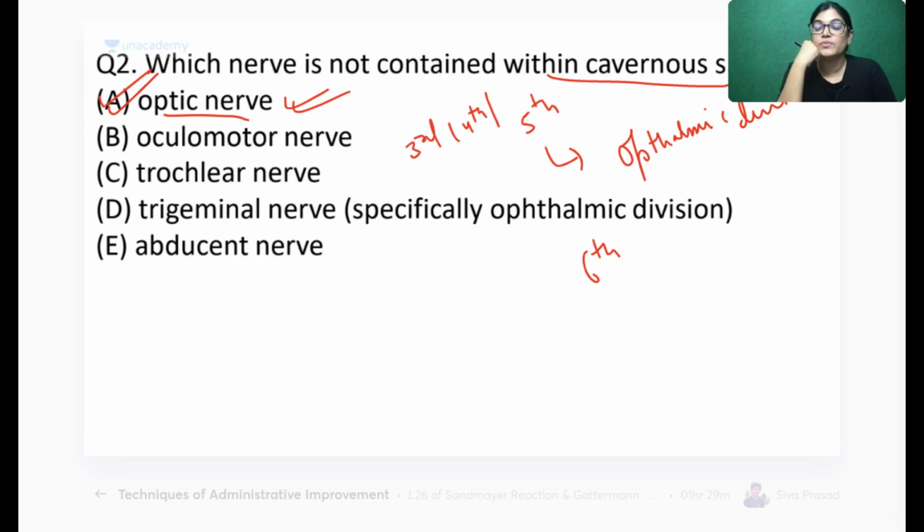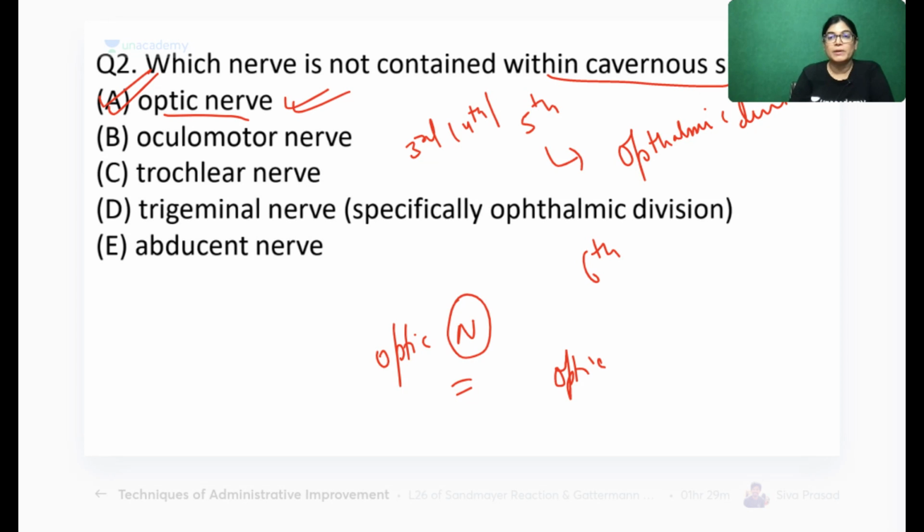My question is, the optic nerve passes through which foramen? Optic foramen. Yes, absolutely right. It passes through the optic foramen.